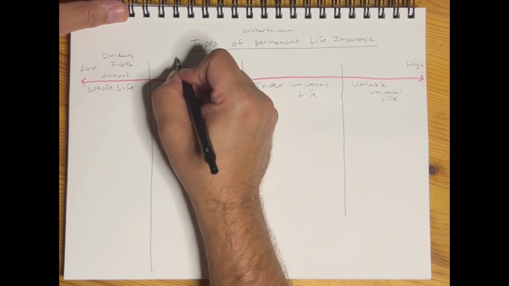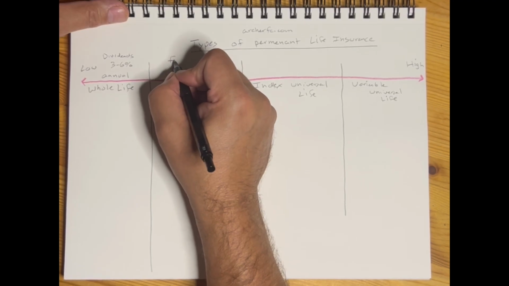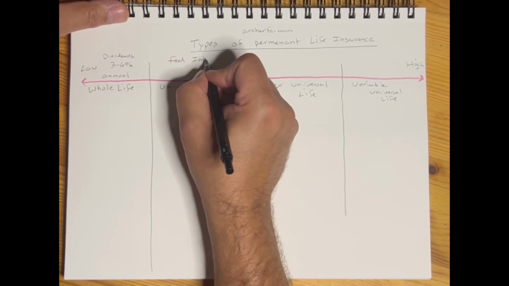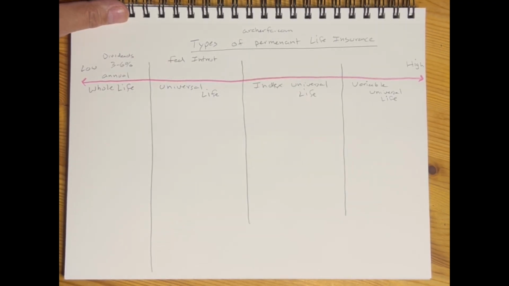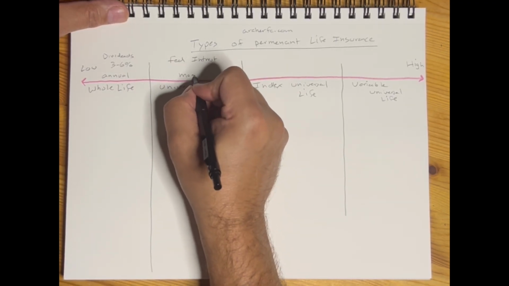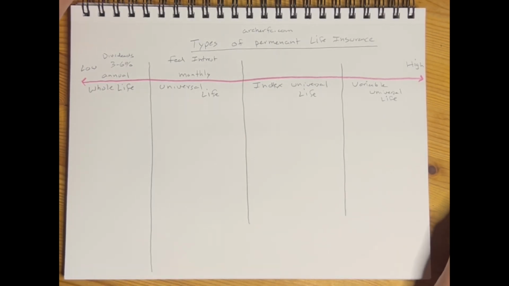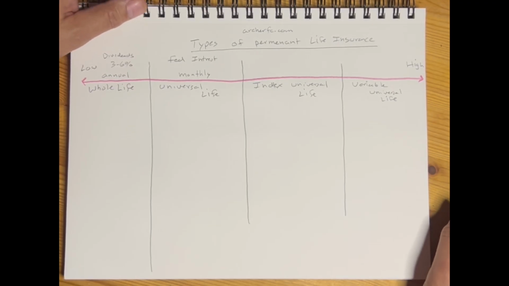Universal life is going to be paying you interest on your cash value based on the Fed interest rate, and this is paid monthly. So the money in your cash value at the end of the month, they'll pay you a percentage of that cash value based on the Fed interest rate.